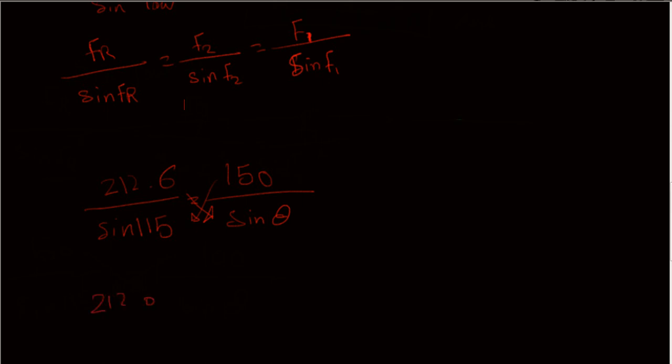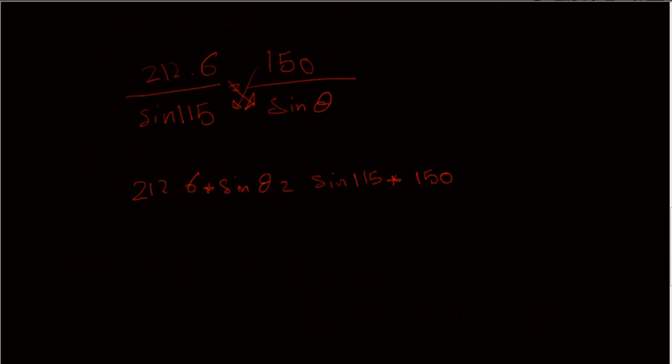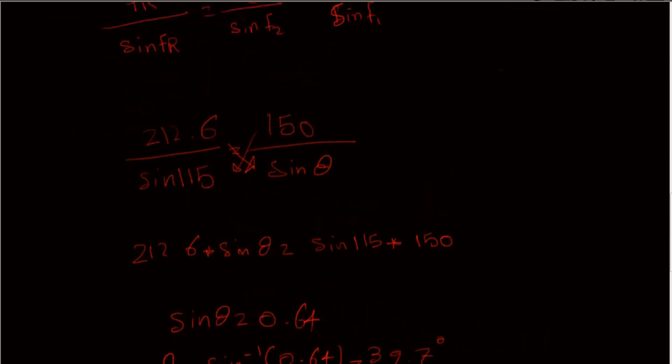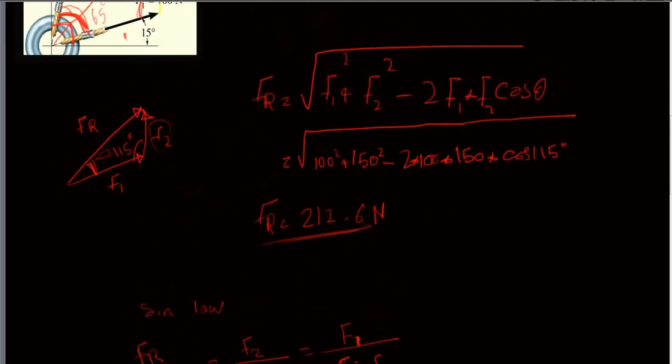Now it will be like that, basically. 212.6 times sine theta would equal sine 115 times 150. Okay, guys, so sine theta would equal 0.64. So theta is equal to the inverse sine of 0.64. Using the calculator, that would be 39.7 degrees. So now we know the angle between F1 and FR.